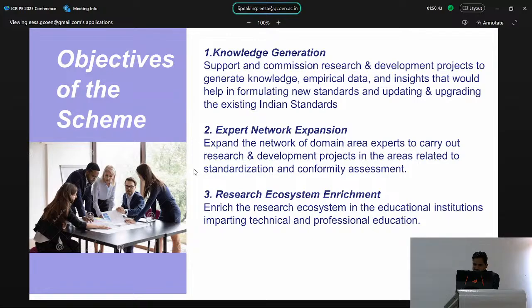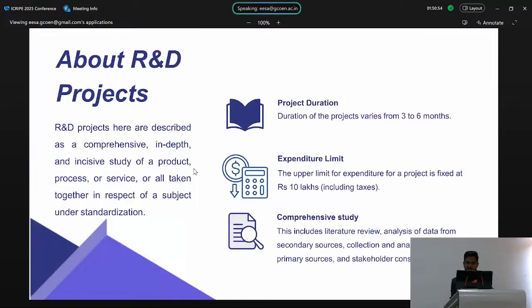Research ecosystem enrichment. Obviously, when the researchers are involved, the BIS ecosystem will be enriched with researchers. Now about R&D projects. When a college having an MOA with BIS wants to participate in standard making through their projects, these R&D projects are described as a comprehensive, in-depth study of a product, process or service, or all taken together in respect of a subject of standardization. The only thing required is that the subject should be regarding standardization, so that this project should help BIS in formulation of a standard, or in review of an existing standard.